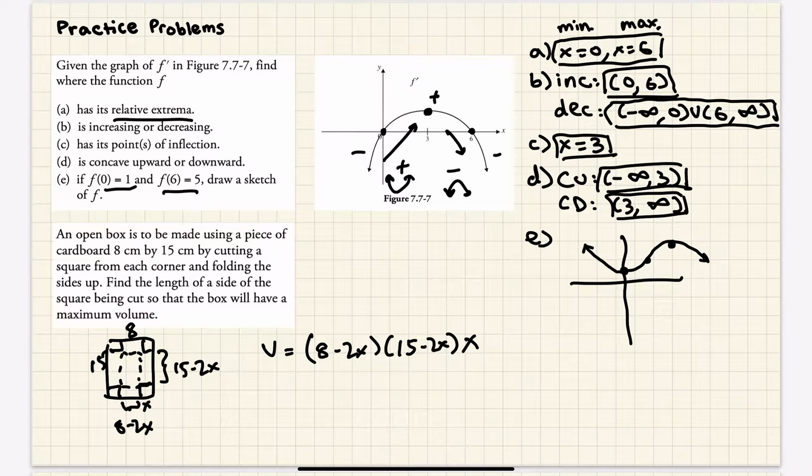And obviously on the AP exam or whatever, you can kind of visualize this on a piece of paper, kind of folding it. You realize that the height of the box is going to be the length of this square being cut. And so let's expand.